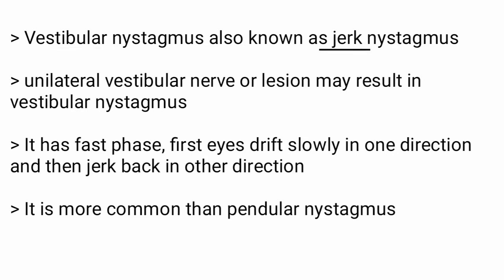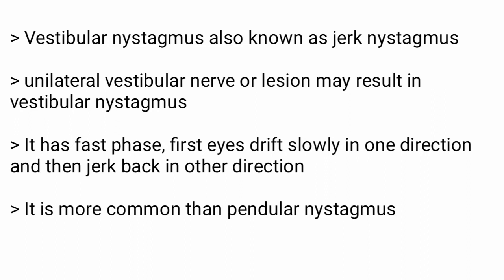If the unilateral vestibular nerve or the nucleus is lesioned, it may result in vestibular nystagmus. In a pathologic vestibular nystagmus, the initial slow phase is the response to the pathology, and the fast phase is a correction attempt made by the cortex. It has a fast phase: first the eyes drift slowly in one direction and then jerk back in the other direction. It is more common than the pendular nystagmus.